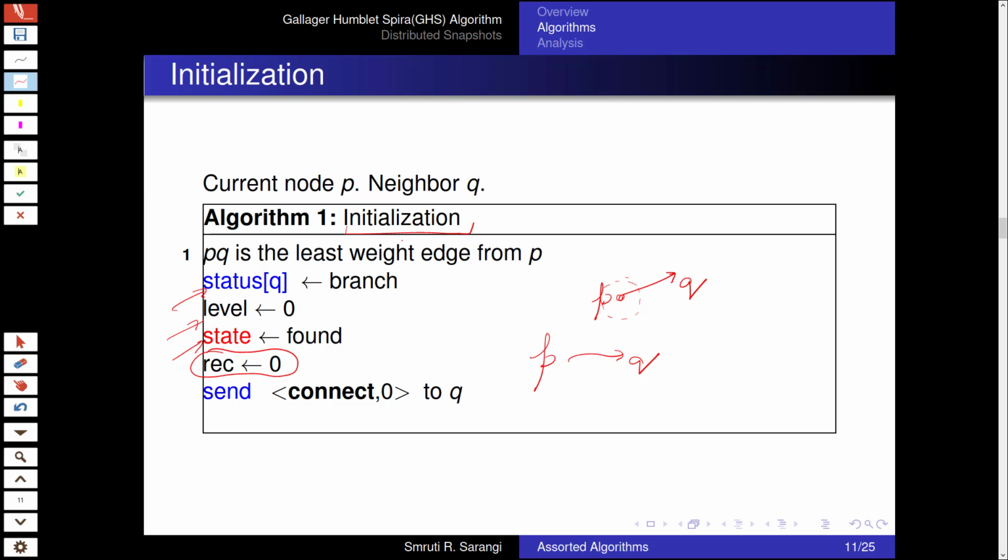I know that the level of Q will at least be my level, or we will see. Essentially, as far as it is a least weight edge, let me send a connect message and let's see what Q does. If Q responds, I connect, otherwise I don't. So what I send is a connect 0 message. We'll see in a second what the 0 stands for. But essentially, as far as I am concerned, if Q is my least weight edge, I request Q to kindly connect with me, and I do that by sending a connect message. You can clearly see that in this case, PQ will be a branch of the MST. There is no reason why it should not be.